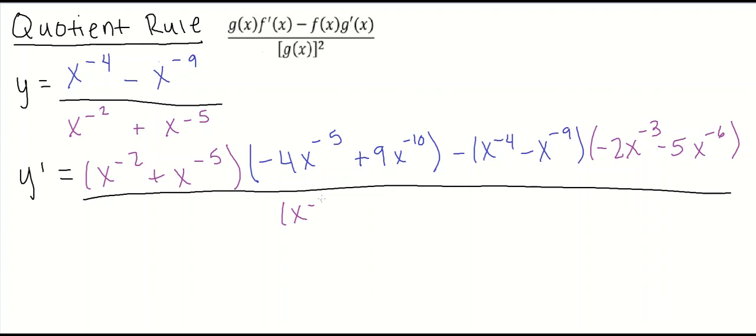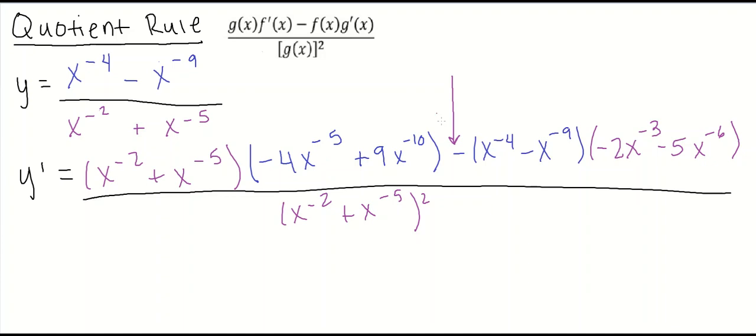And don't forget, this all has to be divided by the bottom squared. And so our bottom function is x to the negative 2 plus x to the negative 5, and then we need to square that entire thing. So this right here is our y prime, our derivative.